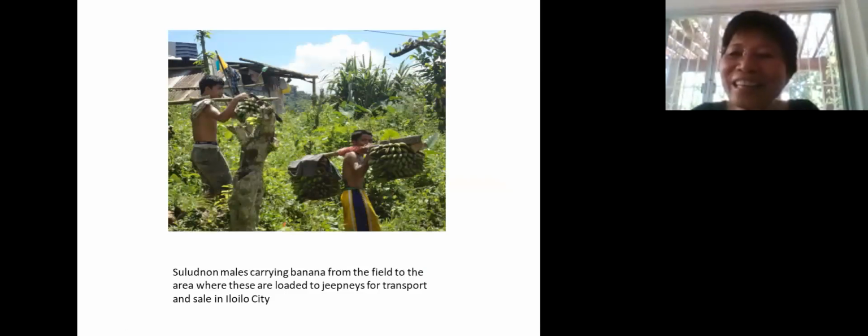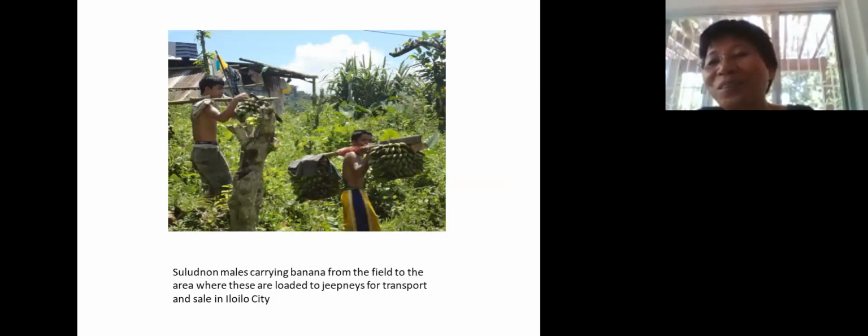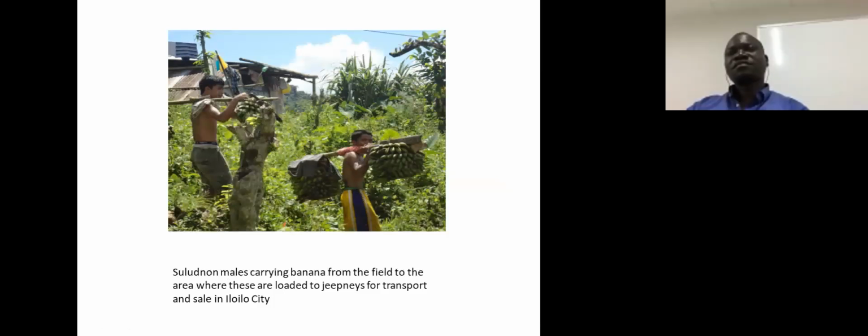In Suludnon, that's another indigenous tribe, this is how they carry bananas from the field to the area where these are loaded onto jeepneys for transport and sale in Iloilo City. There is no farm-to-market road. So what do they do? They walk. I asked them how many kilometers they walked from the mountain down. It's 7 kilometers, about 5 miles. And that is how they sell their produce. These are bananas, because, as I mentioned, there is a lack of farm-to-market roads.